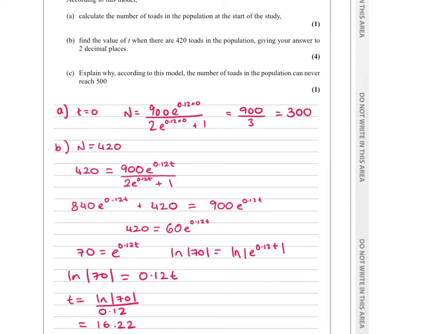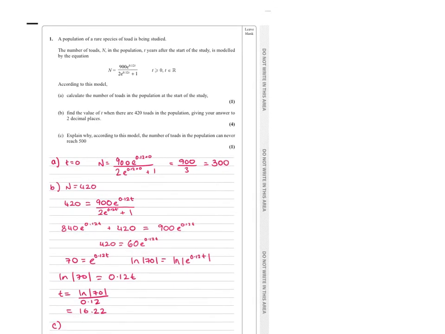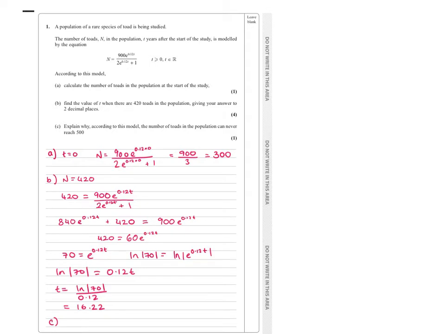Then part C. Explain why, according to this model, the number of toads in the population can never reach 500. Okay, why can this never reach 500? So when we look at this, what assumption are we thinking as to why it can never reach 500? So if I do part C up here.